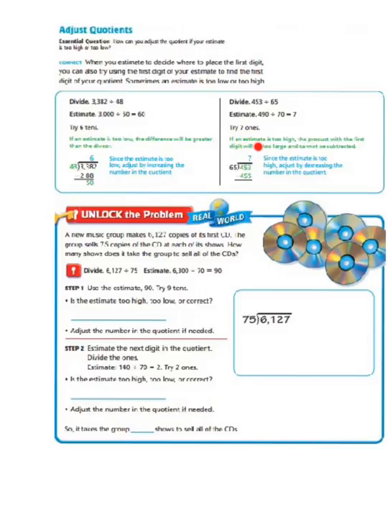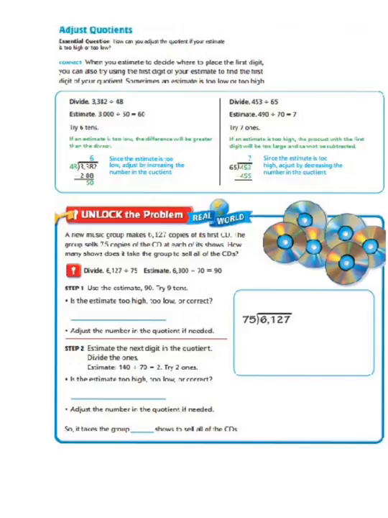And then if an estimate is too high, the product with the first digit will be too large and cannot be subtracted. So we see that our first number here is bigger than our dividend, so we can't subtract those. Since the estimate is too high, adjust by decreasing the number in the quotient. So we would change our 7 to a 6, and our 6 would be the answer to our quotient.